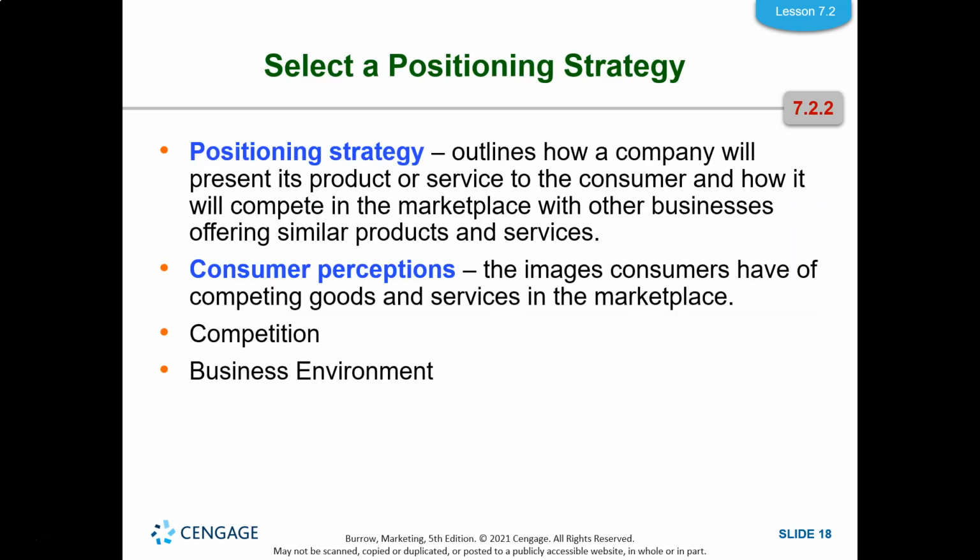Moving on. The next terms have to do with positioning strategy. The definition of positioning strategy is that it outlines how a company will present its product or service to the consumer and how it will compete in the marketplace with other businesses offering similar products and services. Consumer perceptions are the images consumers have of competing goods and services in the marketplace. So it's just how does the consumer view a Ford car versus a Chevy car versus a Lamborghini and so on. And that also encompasses what the competition does and also what the business environment may be.